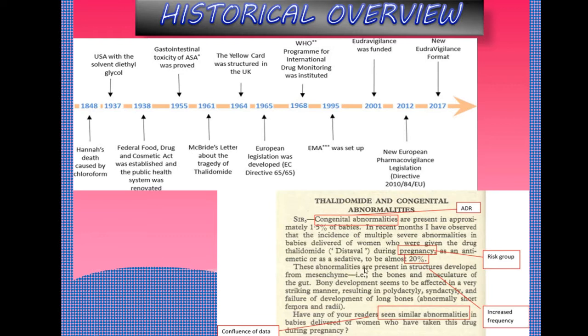The signs and symptoms were that the bones and the musculature of the gut had some abnormalities. Bony development seemed to be affected in a very striking manner, resulting in polydactyly, syndactyly, and a failure of development of long bones. Have any of you readers seen similar abnormalities in babies delivered of women who have taken this drug during pregnancy?